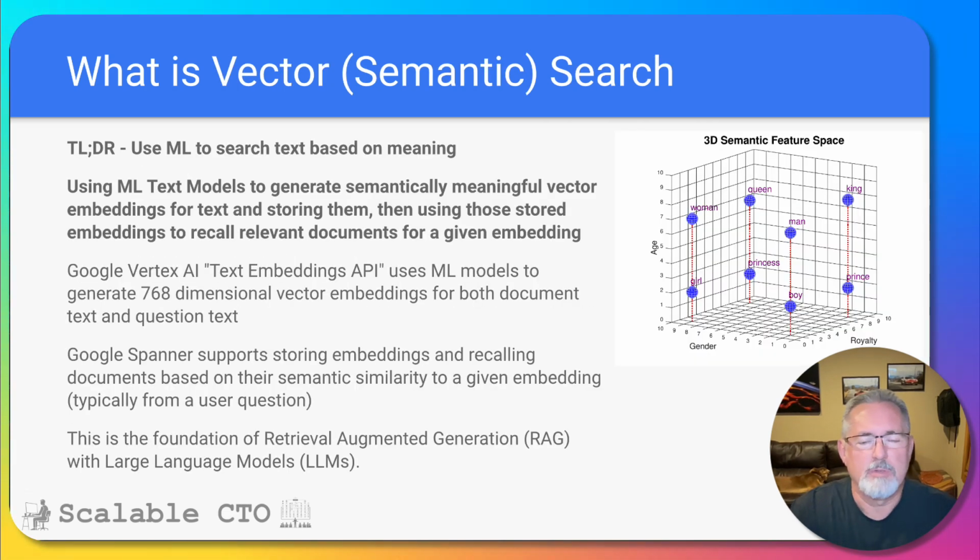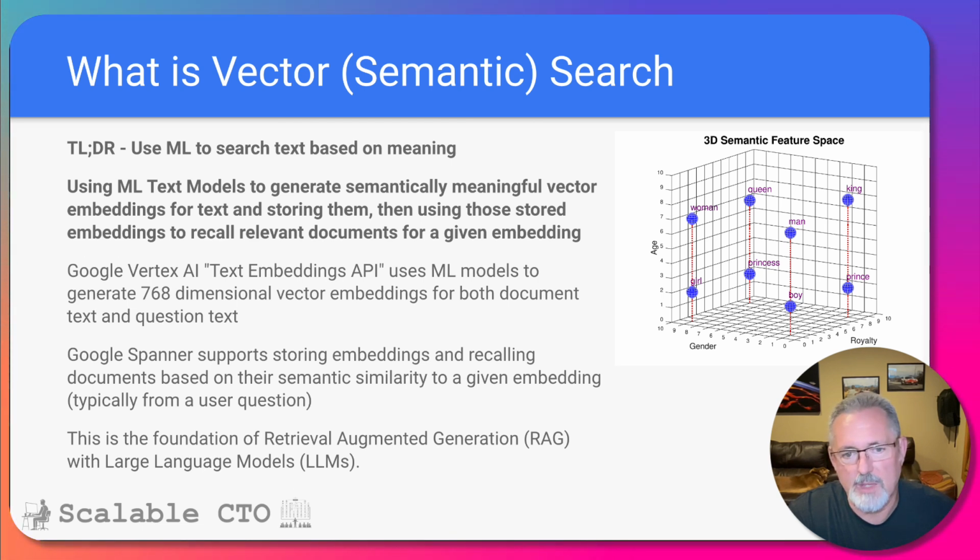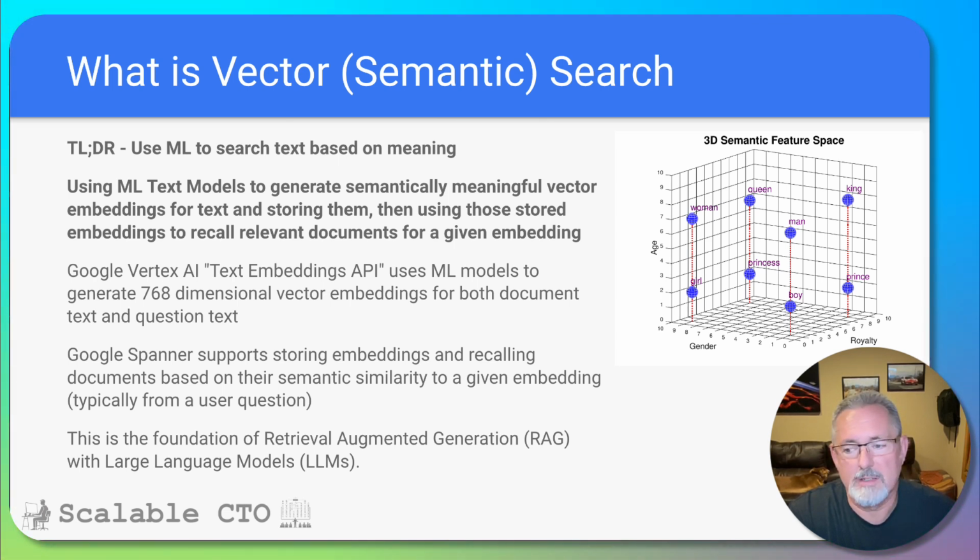We'll talk very briefly about vector or semantic search. I also have a podcast on AI where I go into a lot of detail on this. But generally speaking, vector search is a way that we use ML models to search text based on meaning. And more specifically, we use these ML text models to generate semantic vectors for chunks of text. And we store those in a database. And then we use those same models to process user input like questions to get embeddings for those questions. And then we can go get the documents out of the database that most closely match those questions based on the meaning of the question, the meaning of the text in the documents.